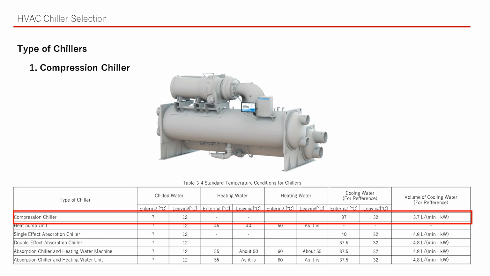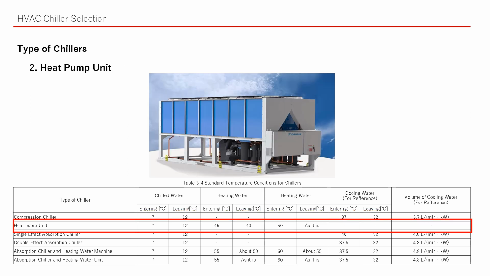1. Compression chiller. This is a system that mechanically compresses and liquefies refrigerant such as evaporated freon and circulates it. It has advantages such as quick startup and little deterioration over time. 2. Heat pump unit. This type uses air cooling instead of a cooling tower. The outdoor unit is modularized, and the control system is packaged. The system is suitable for small to medium heat demands.